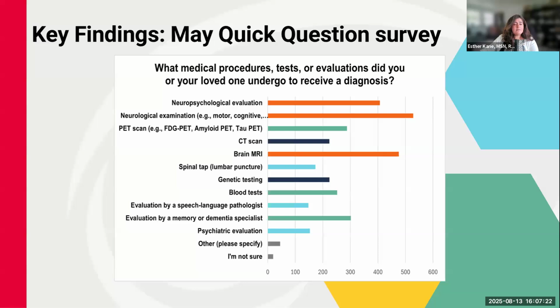In May 2025, the FTD Disorders Registry posed a quick question to its participants. They asked, what medical procedures, tests, or evaluations did you or your loved one undergo to receive a diagnosis? We had 673 respondents, and their answers revealed some important trends. The most commonly reported evaluations were a neurological examination, reported by about 78% of participants, a brain MRI, cited by 71%, and a neuropsychological evaluation, mentioned by 60%. These are encouraging numbers as they reflect key steps in the diagnostic process for FTD.